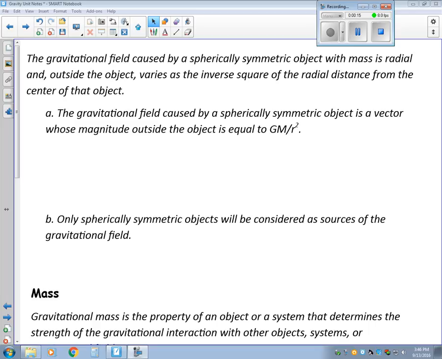Now, the gravitational field caused by a spherical object, such as a planet, is radial. So that means it always points towards the center of the object, and it's outside of the object. It varies as the inverse square of the radial distance from the center of the object. So, what that means then is, if we've got something like a planet, these field lines are radial.